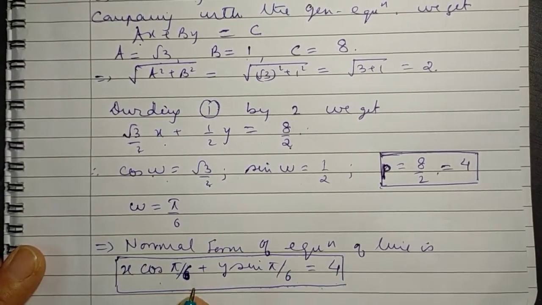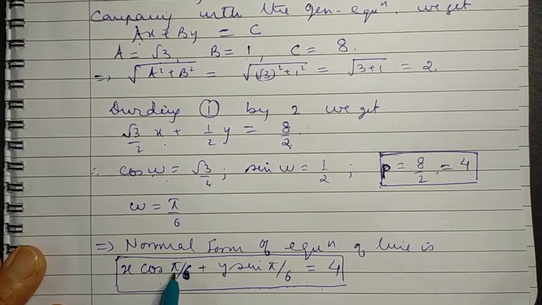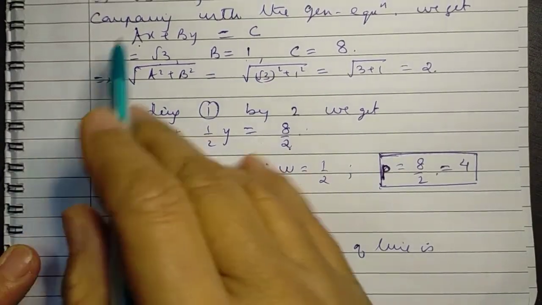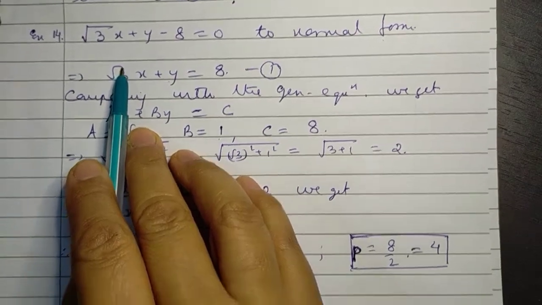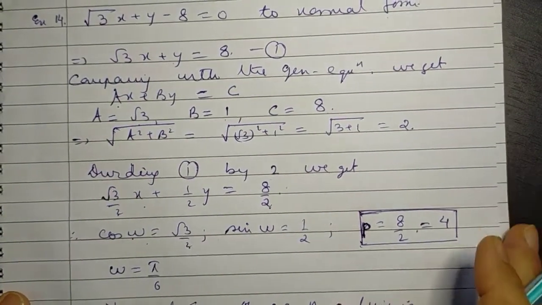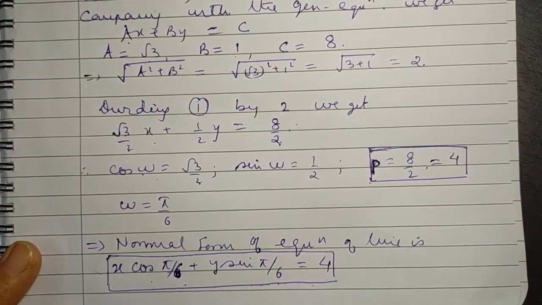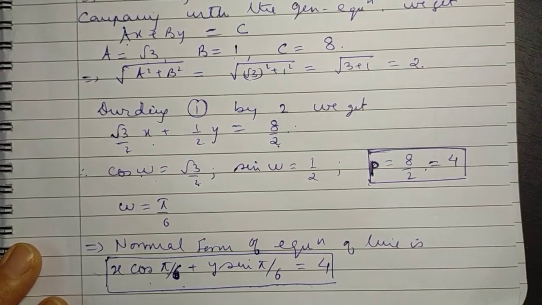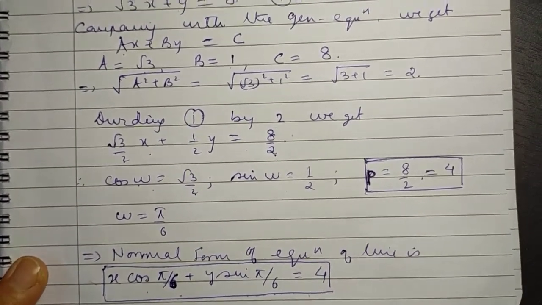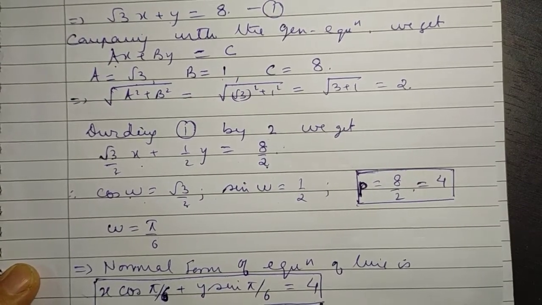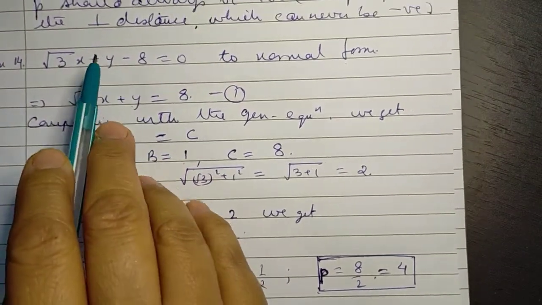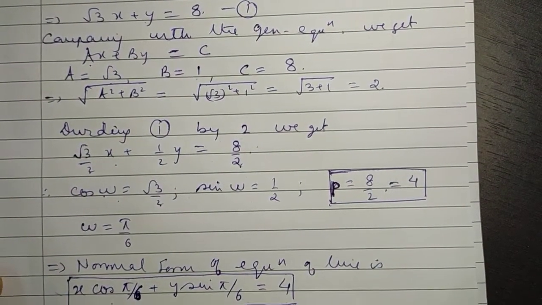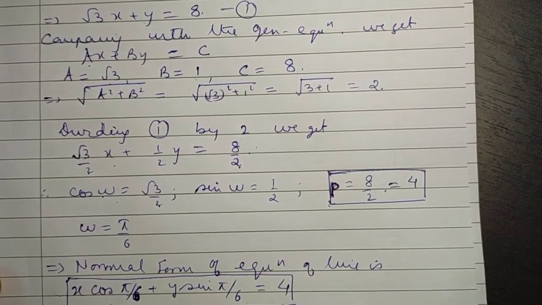You can do that, not a problem, but when you substitute cos pi by 6 as root 3 by 2 and sin pi by 6 as half, on solving, you will be back to what you started with. And the reason behind this is, by converting it to normal form, we have not changed the equation in any way. We have only written it in a different form, and so we don't solve it here, we leave it like this. So the general form of the equation of the line is this, whereas the corresponding normal form is this one, that is x cos pi by 6 plus y sin pi by 6 equal to 4.